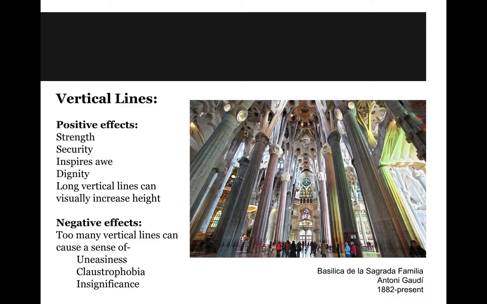Negative effects. Too many vertical lines can make people feel uneasy or claustrophobic. It can also make people feel insignificant. Kind of another trick why really important buildings use a lot of vertical lines too. Make people that walk in there feel not quite as important. So fill in your boxes with this. Feel free to hit pause if you need to.